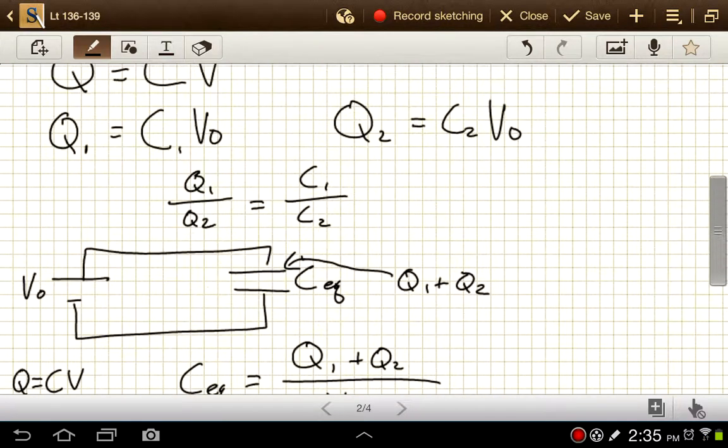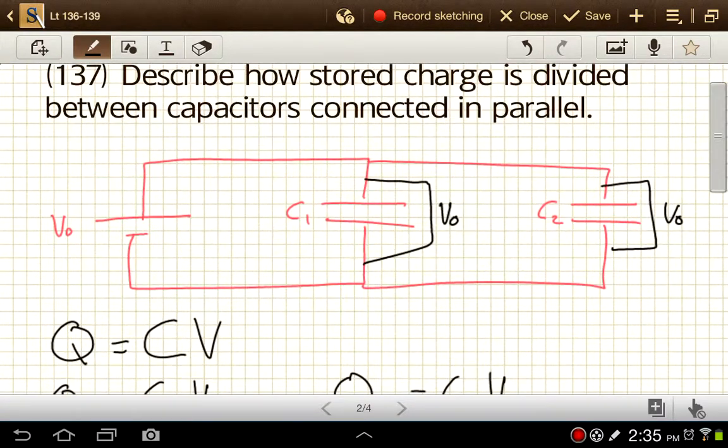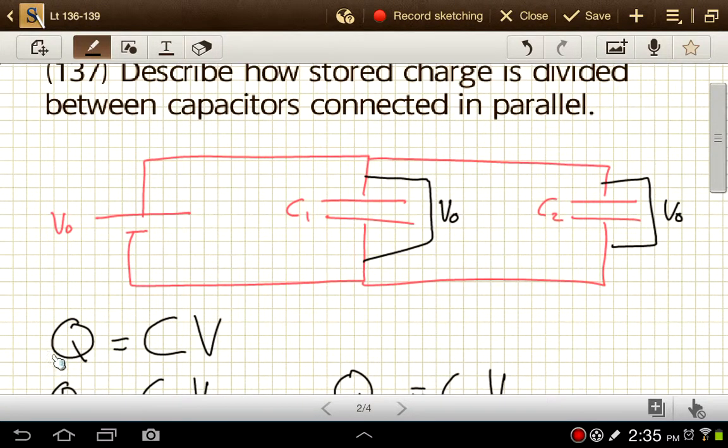And again, on the setup here, if this is double the capacitance of this one, then this one stores double the charge of this one. Same voltage, double the capacitance, and this equation relates capacitance and voltage and charge.